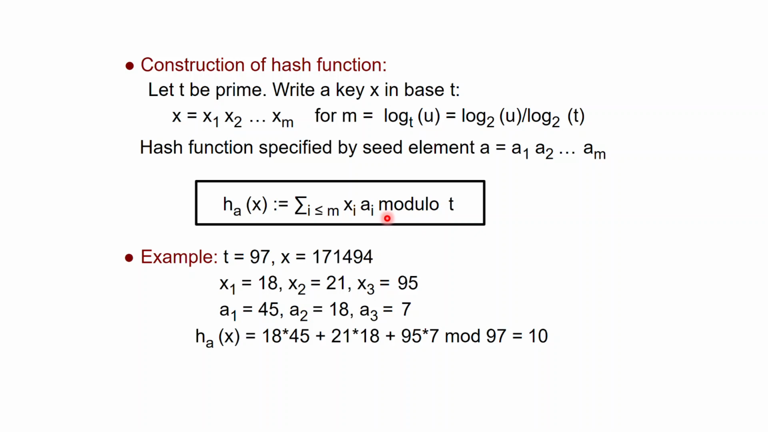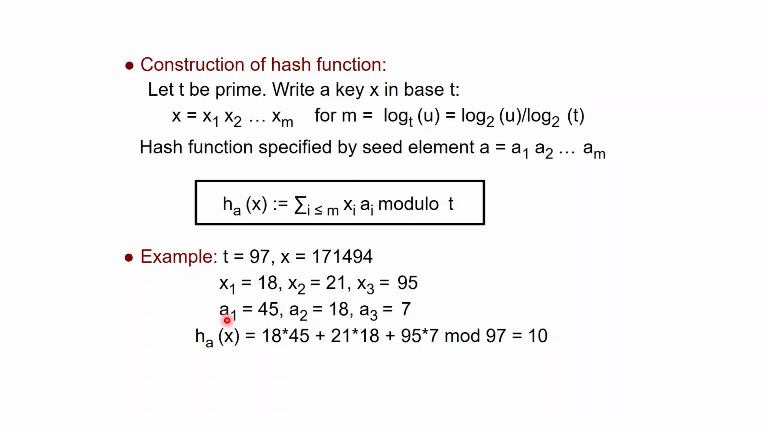Okay, here is a concrete example. So we may pick t to be 97, and let's say our key is this number here. If you write x in base t, then you have x1 is equal to 18, x2 is equal to 21, x3 is equal to 95. Okay, this can be verified.